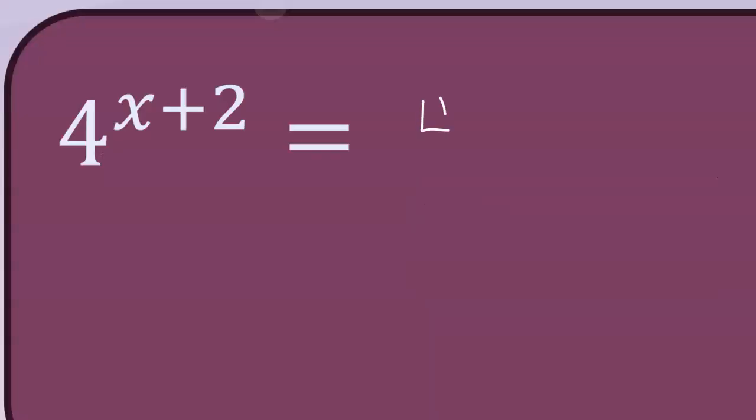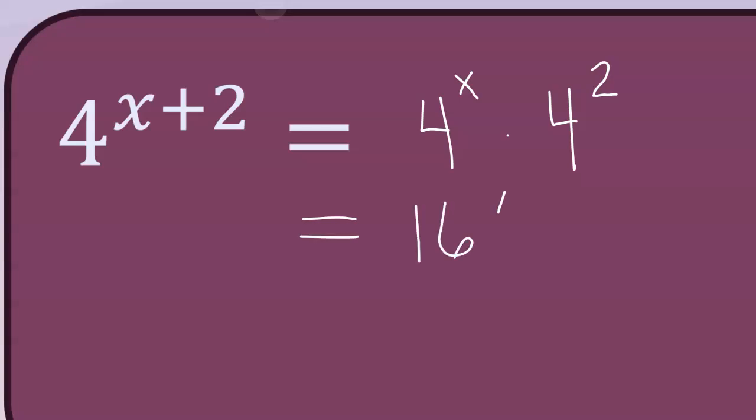Working backwards, that would be 4 to the x times 4 to the second power, right? I'm just reversing this. What is 4 to the second power? 4 to the second power is just 16. So another way of viewing this exponential function would be to write it like this, in that original form that we learned of a times b to the x. And so we saw over here that this looks like we take 4 to the x and we have a horizontal translation to the left 2.